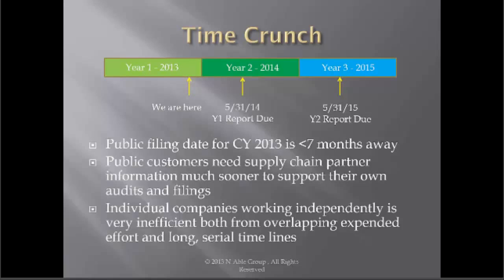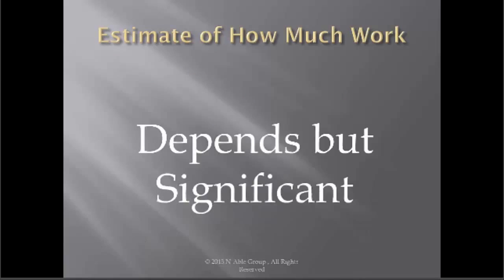Those people are already beginning to ask for information, and so as time goes by, that's going to get more and more urgent. But individual companies working independently is very inefficient, both from an overlapping expended effort and a long serial timeline. So there are some better ways to do this. Estimate of how much work, depending on whether you're public or private, depending on whether you're small or large, depending on the complexity of your supply chain. The answer basically is it depends, but it's significant. There's almost no trivial work to do on conflict minerals, even for a relatively small company. And it gets very, very big and very complex as the size of your company and supply chain grow.